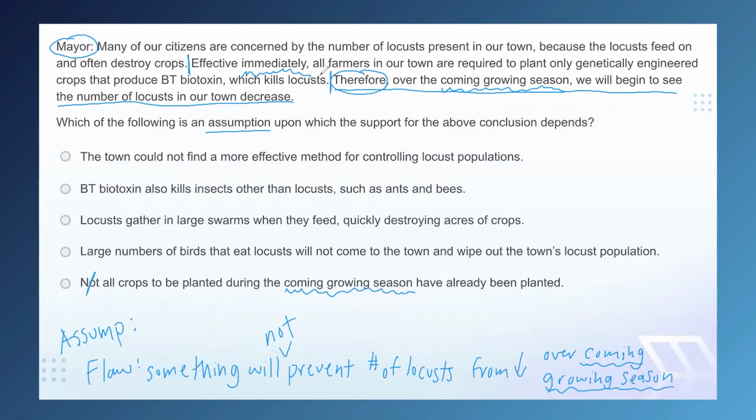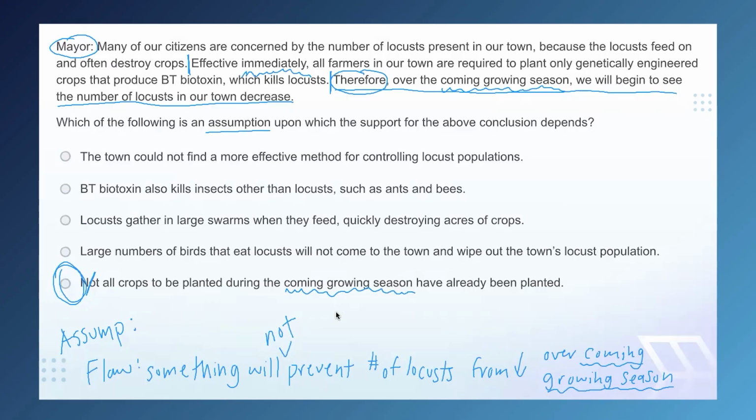Oh. So that breaks the argument. And if the negated version breaks the argument, the negated version is a flaw. The negated version is something that will prevent the number of locusts from decreasing over the coming growing season. The regular version of the answer choice is an assumption that we need. It is necessary for the conclusion. The conclusion depends on it. So E is our correct answer, and we were able to get there even with a crappy prediction.